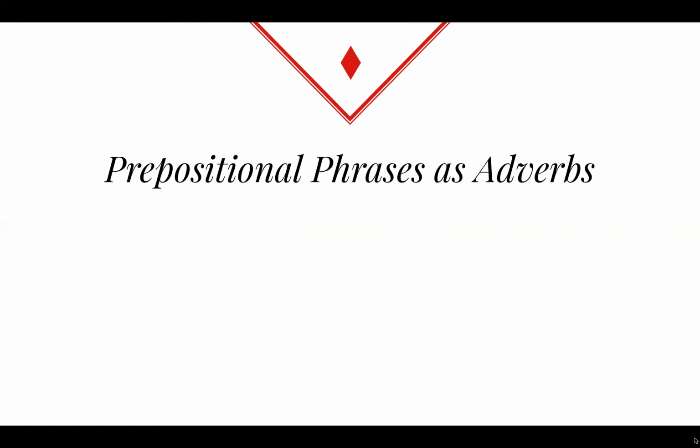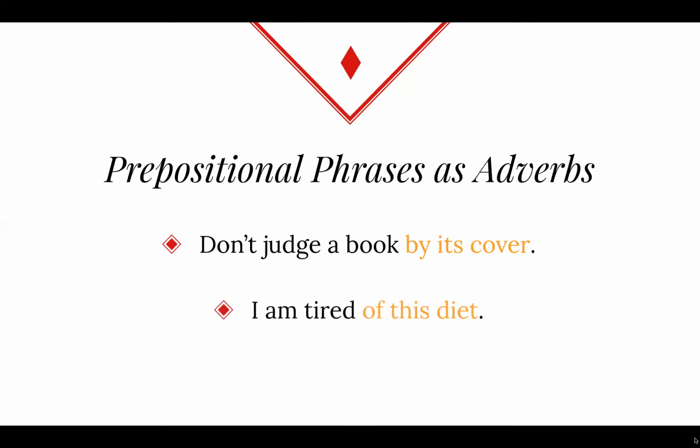Prepositional phrases as adverbs. You can use prepositional phrases as adverbs if they modify a verb, adjective, or adverb. For example, don't judge a book by its cover. The phrase by its cover describes the verb judge. I am tired of this diet. Of this diet describes the adjective tired.